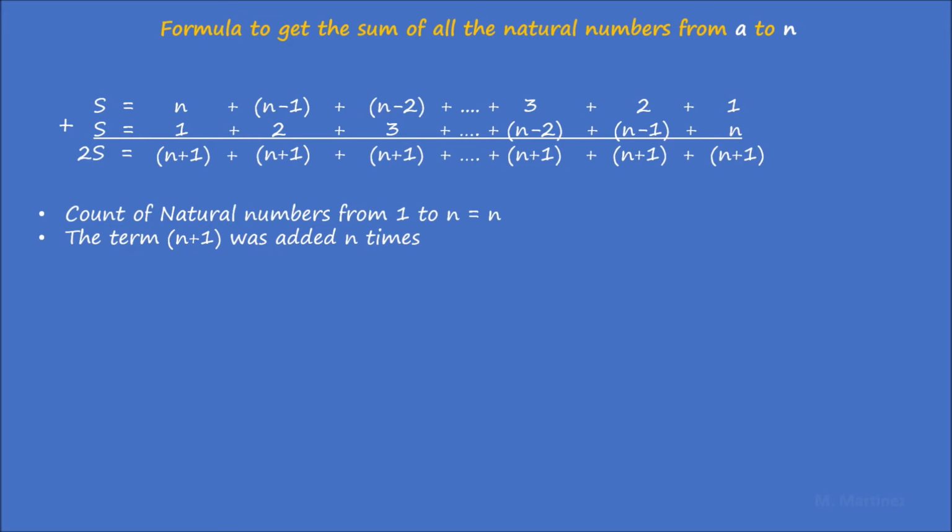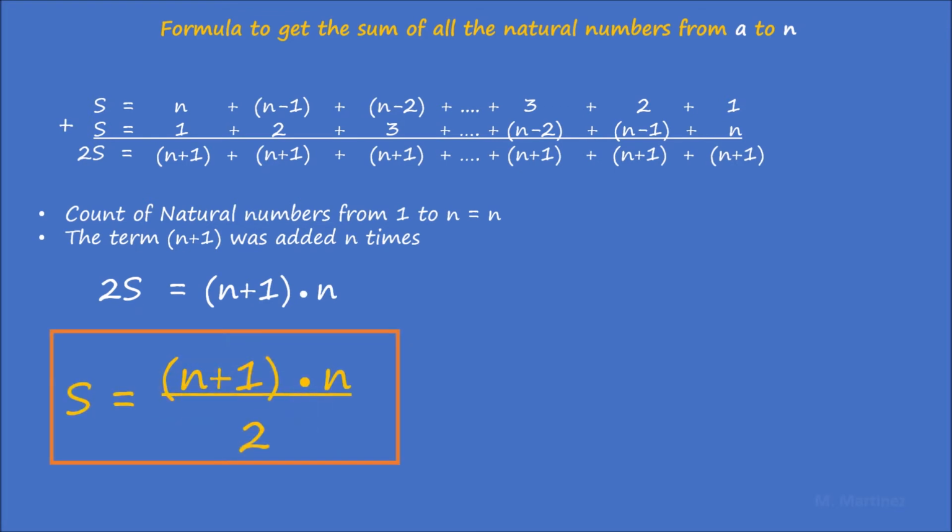Simplifying the equation, we can say that 2s is equal to the term n plus 1 multiplied by n. Solving for s, we will divide both sides of the equation by 2. Therefore, s is equal to the quantity n plus 1, multiplied by n, all over 2. And here is the formula. But take note that this formula is only applicable if the first number is 1. If the first number is not equal to 1, then we cannot directly apply this formula.